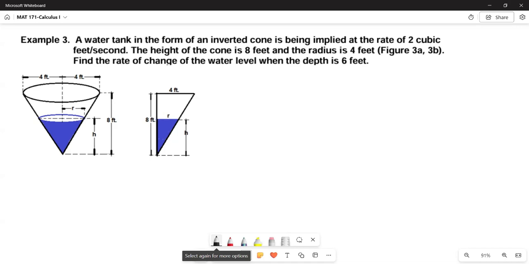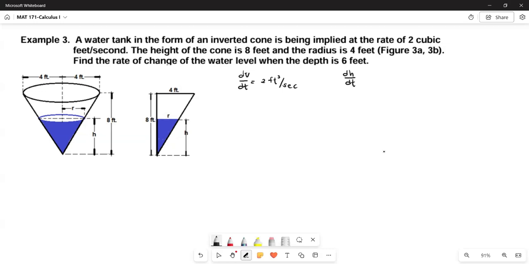So, as usual, gamitin natin yung guidelines in solving time rates problems. First, we have to determine the knowns and unknown values sa ating problem. So, binigyan tayo ng 2 cubic feet per second, which is yung dV with respect to time. And then, binigyan tayo ng height ng cone. Ito yung total height, which is ito. Tapos, binigyan din tayo ng radius na 4 feet. Pinapahanap sa atin o yung unknown natin is yung rate of change ng water level. Therefore, yun yung dh with respect to time.